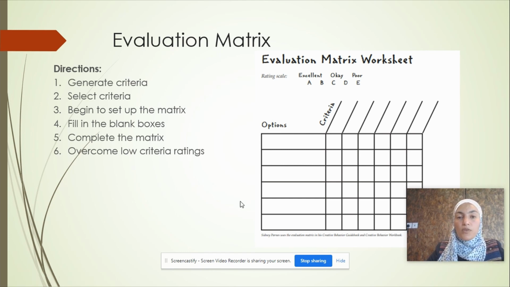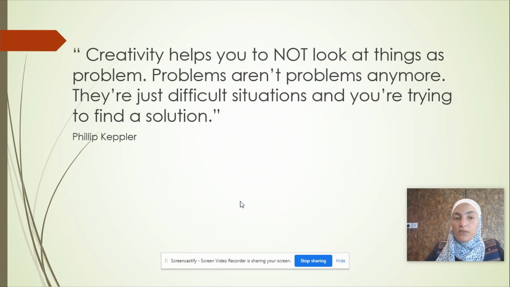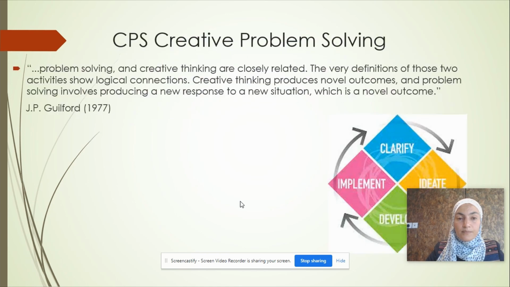So till now we discussed with you the divergent thinking and its tools and rules, the convergent thinking and its tools and rules. According to that, creativity actually helps you to not look at things as a problem. Actually, problems aren't problems anymore with creativity, because here we just look at problems as difficult situations and you are trying to find a solution. So this is the key for creativity, and how you can look at problems as difficult situations and try to find a new way to solve that situation.